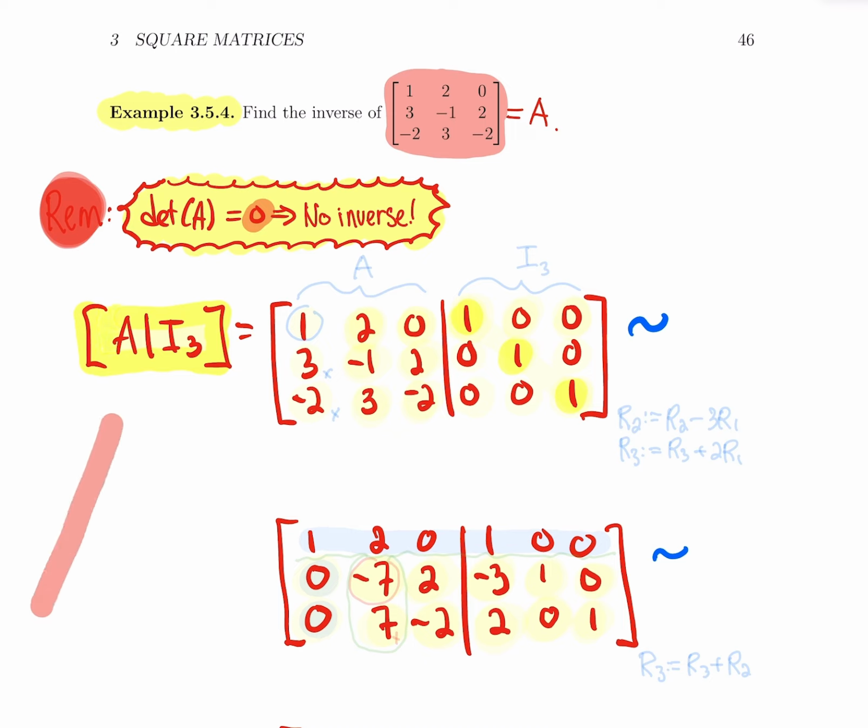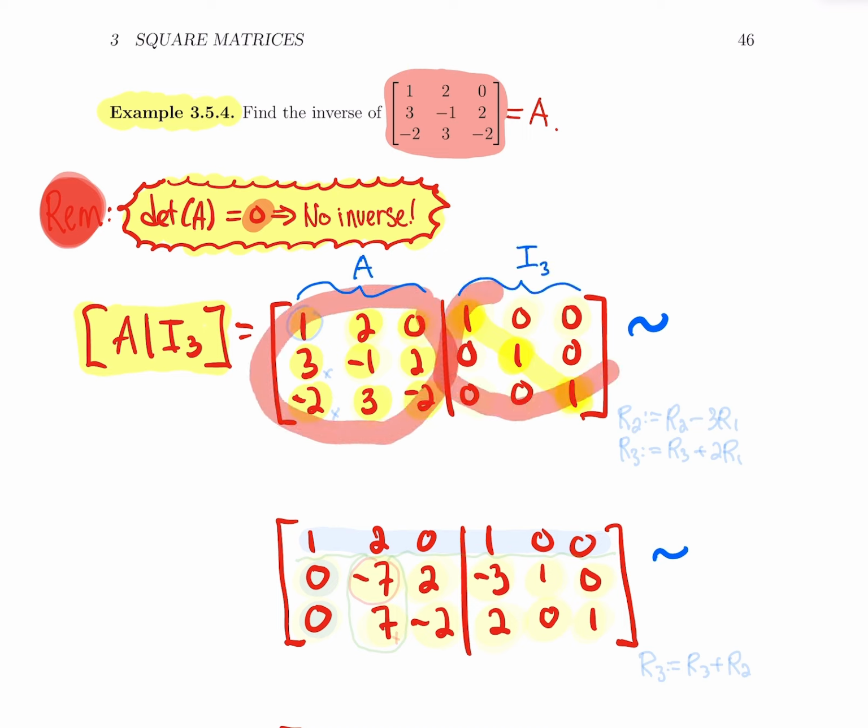So the first thing you do, and there are marks for that, is construct your super augmented matrix. On the left side, you have your matrix A: 1, 2, 0, 3, minus 1, 2, minus 2, 3, minus 2. And then on the right side, you have I3. Remember, I3 is the square matrix where you have 1 along the diagonal, and everywhere else you have 0s. Just to be clear, because you're going to get marks just for that part, we have A here, and we have I3.